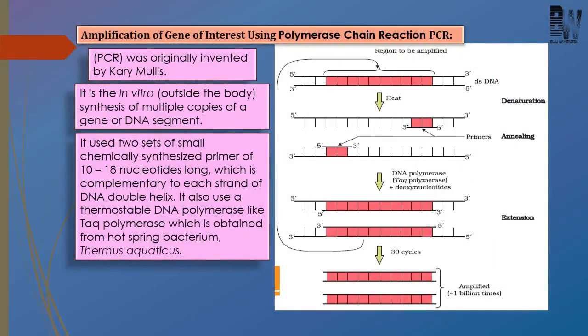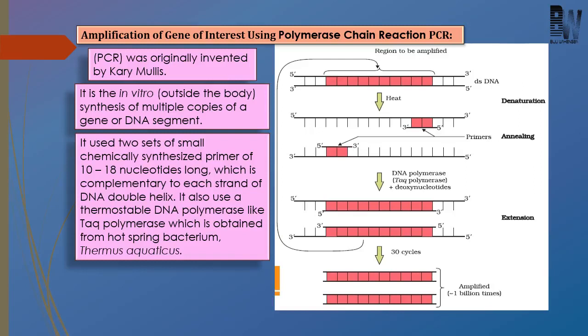Polymerase chain reaction, that is PCR. So this PCR was invented by an American biochemist by the name Kary Mullis in 1984. And this PCR is a method which is used to make millions of copies of specific DNA, or you can say it is the in vitro synthesis of multiple copies of a gene of interest or a specific DNA sequence.